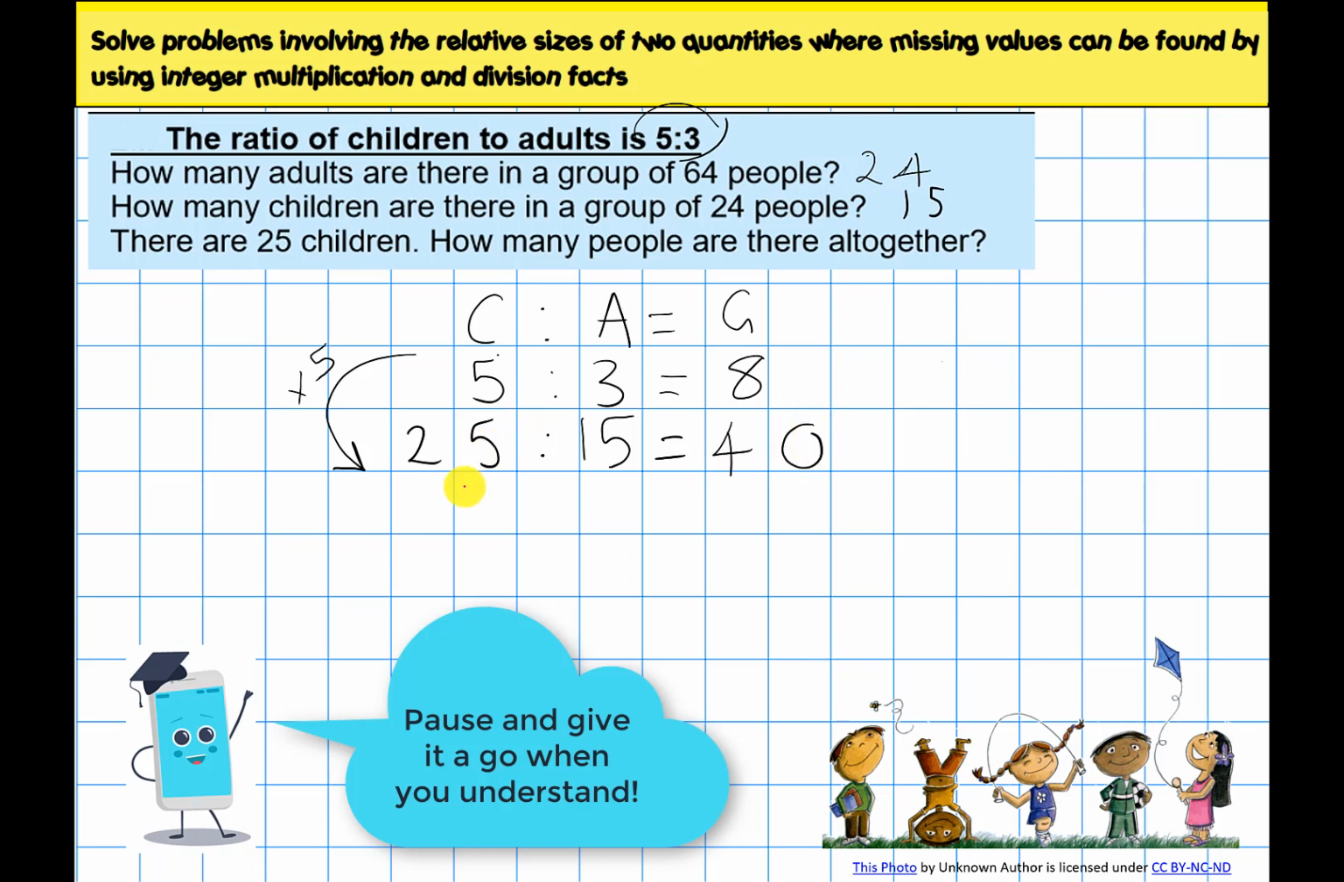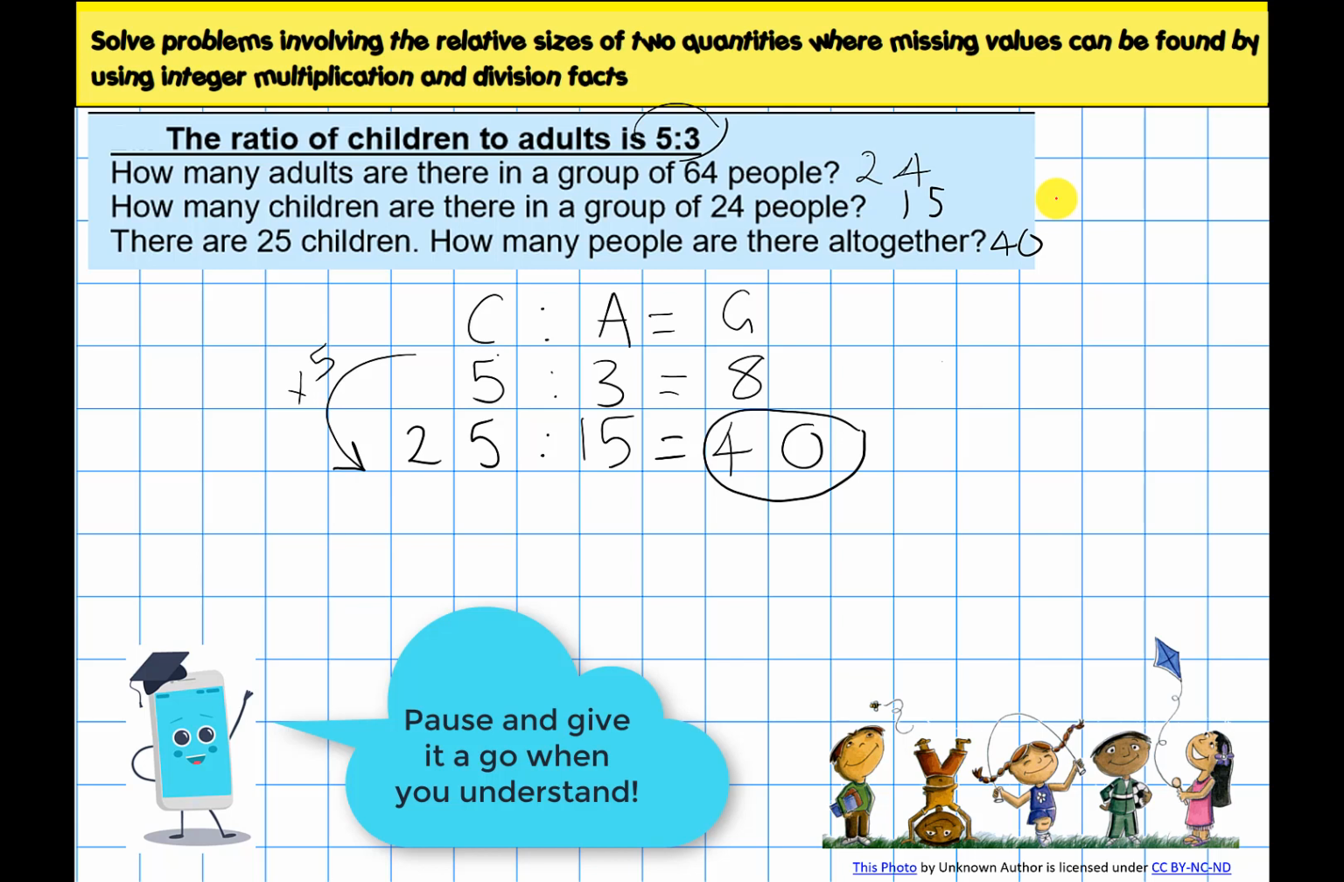Let's check. 25 and 15 makes 40. I'm confident my ratio works. The question is saying how many people are there altogether? So that is this bit. It doesn't want to know how many adults there are. It wants to know altogether. So my answer is 40. Does that all make sense? Are you feeling confident to give the other questions a go by yourself?